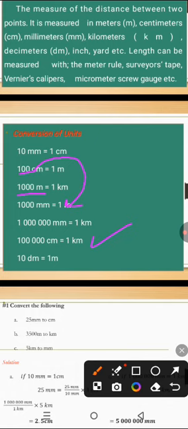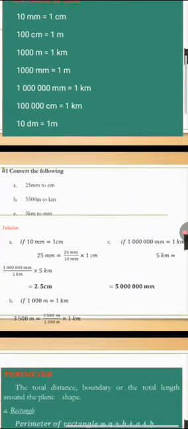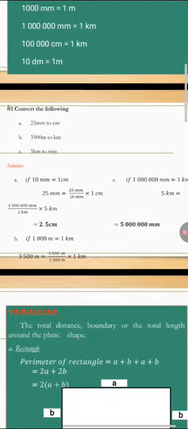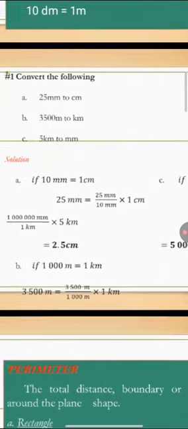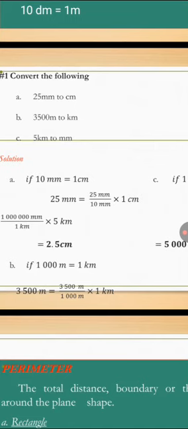It's just a jump. Then 10 decimeters equals 1 meter. Take note of these conversions. This is what you'll be using. And this is all proportion, which we know. You apply proportion. So for instance, you're asked to convert the following. All you have to do is to use proportion in your conversion.